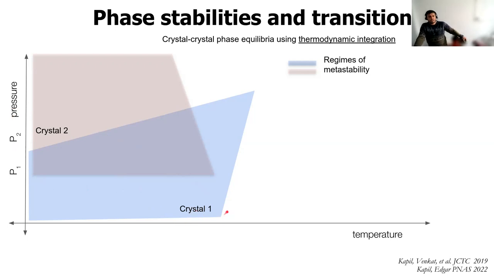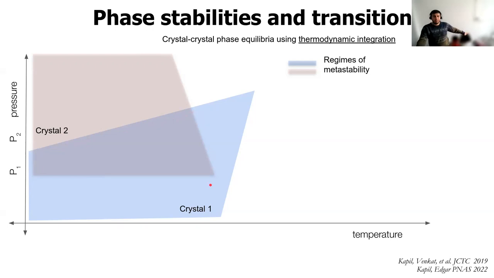At some point, of course, the temperature would be high enough that this crystal would melt, right? And that would give you, let's say, a region of metastability of the phases. Now, in this part, you know that crystal one is definitely more stable. So you know that this is the most dominant phase. And in this part, crystal two. But in this part, either of them could be, because they are both metastable.